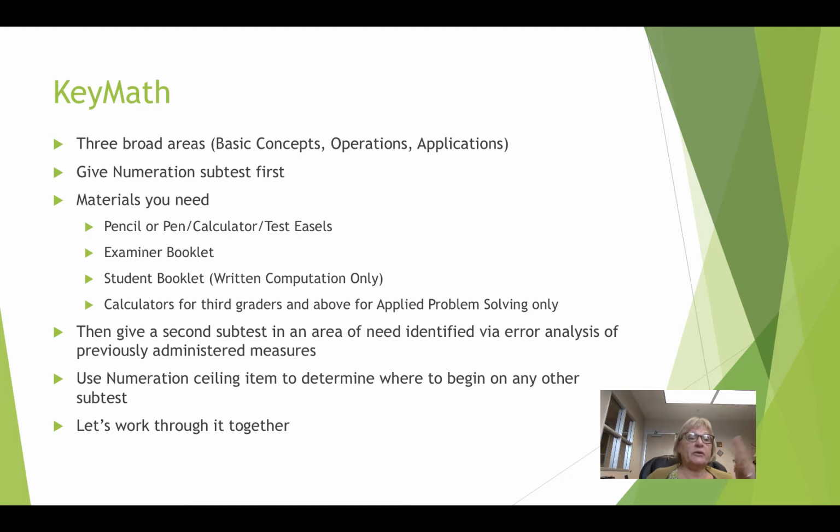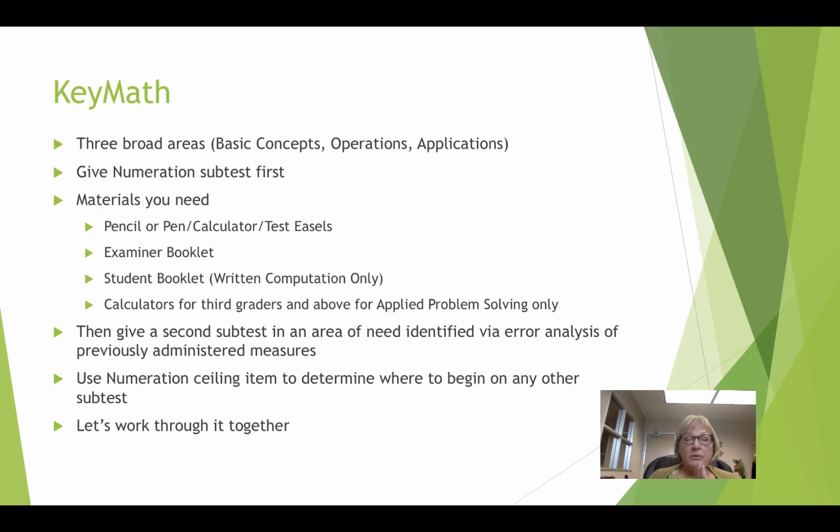What are you going to need? You're going to need pen and pencil, a calculator, the test easels that were modeled for you in class, a copy of the examiner booklet, and the student booklet if you're giving written computation only, and you're only going to do that for kids in 3rd grade and above. If you're using that measure, you will give the student a calculator to use while they take that particular subtest. Give the numeration subtest first, score it.